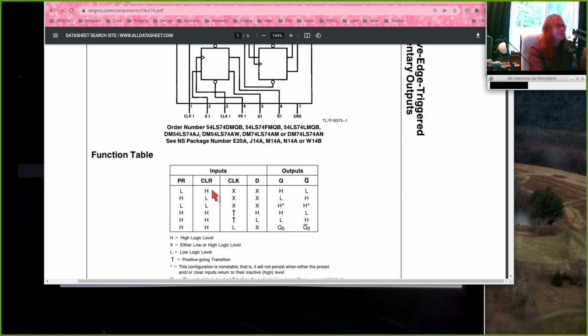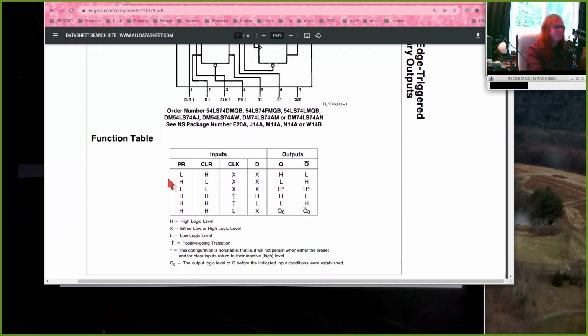So with some experience, this diagram tells you everything you need to know about this device. But there's also a truth table, which is now a function table because it doesn't just have ones and zeros in the outputs. So what's the function table telling us? If the preset input is low, the clear input is high, then the clock input does not matter, the D input does not matter, the output will go high and the complemented output will go low. So this first row tells us, if you pull the preset line to ground, you leave the clear line high, that's all you need. That'll force the output to go high. That's what preset does. On the other hand, if preset is left high but clear is pulled low, clock and D don't matter, the output will go low.